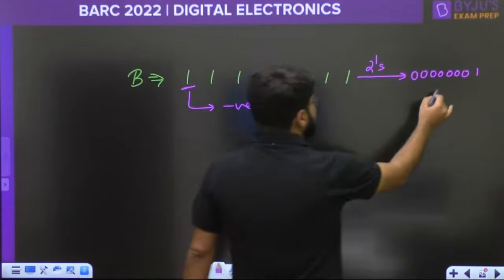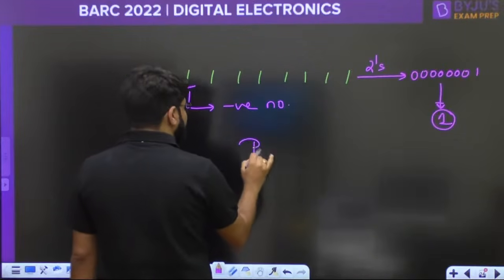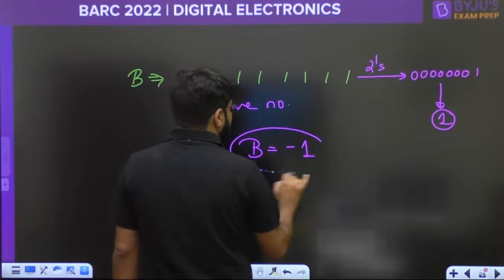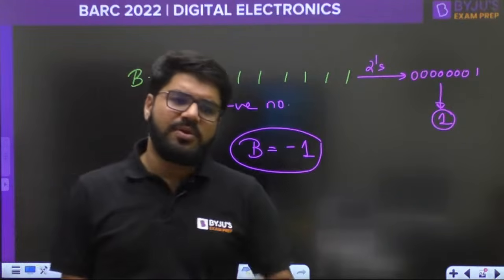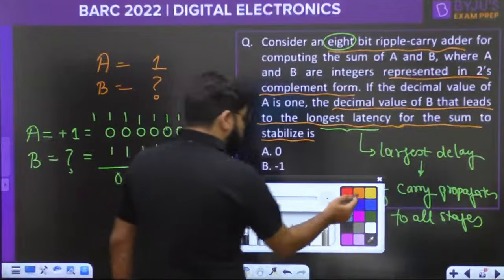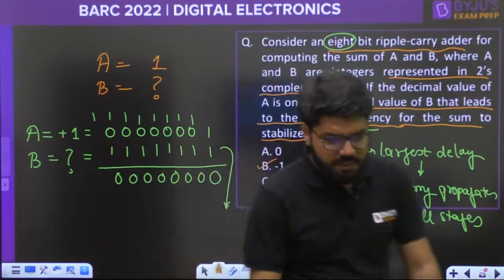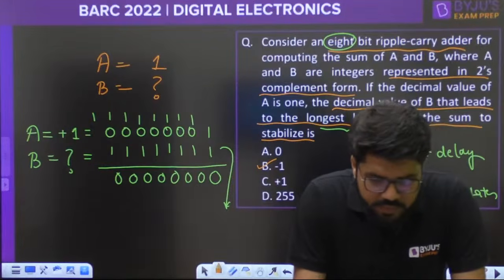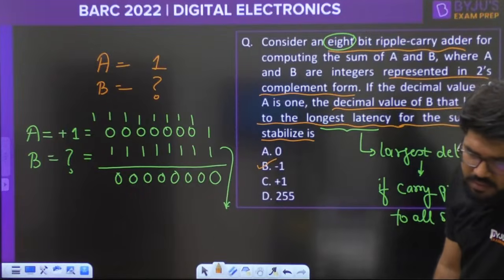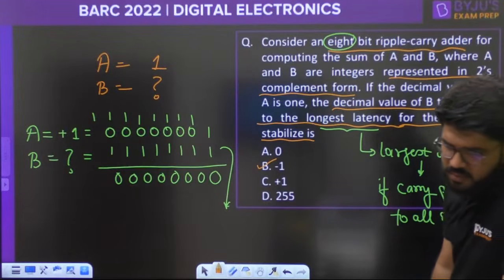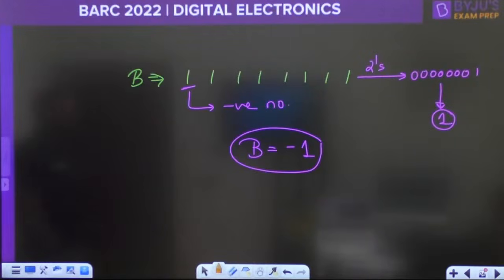Okay, and how much is this? This is equal to 1. But it is a negative number. So combining the sign with the magnitude, the magnitude is 1 and the sign is negative. So B is equal to -1. The correct answer is option number B. Correct. Chalo, moving ahead to the next question.